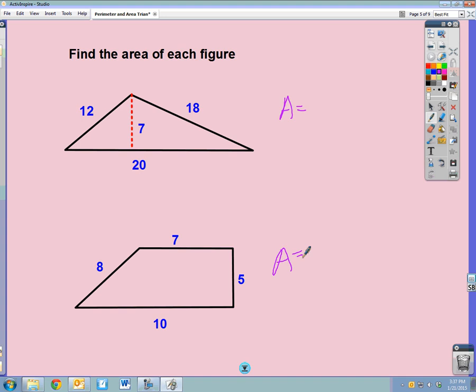So the first one then, we should have that the area is 70. And the second one, the area is 42.5. And if you did not get those results, make sure that you click the link or watch the video so you know how to do it correctly next time.